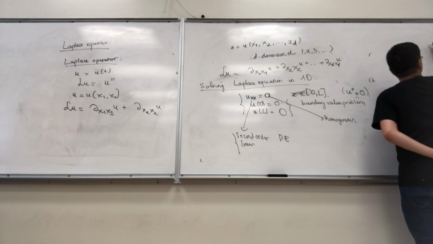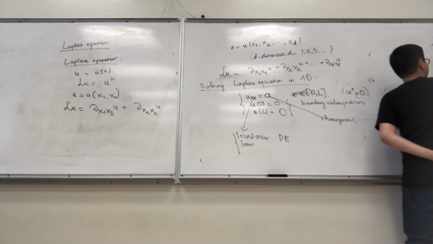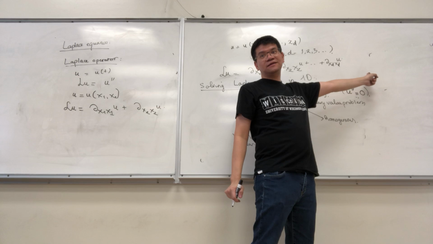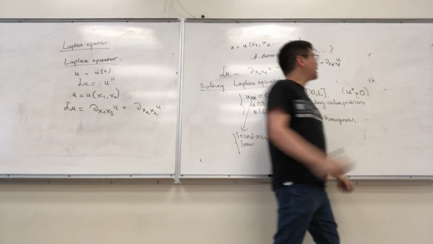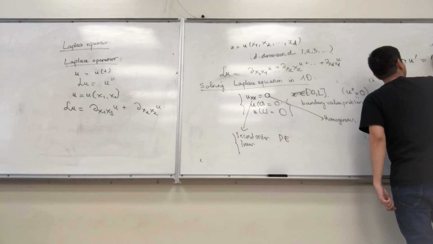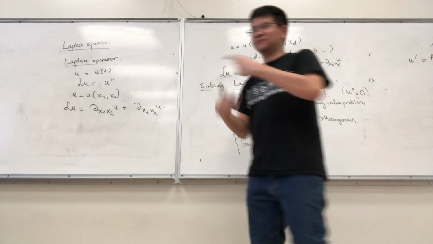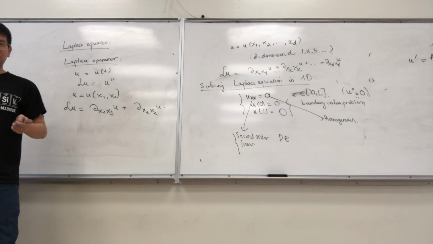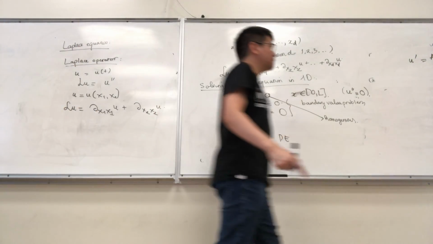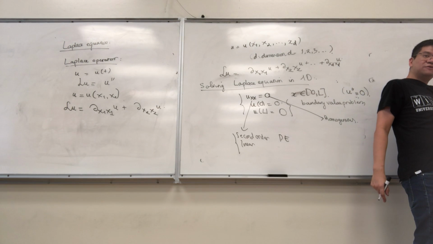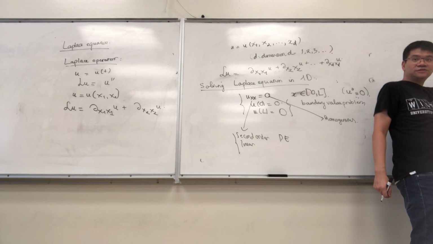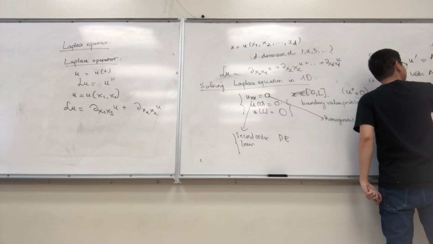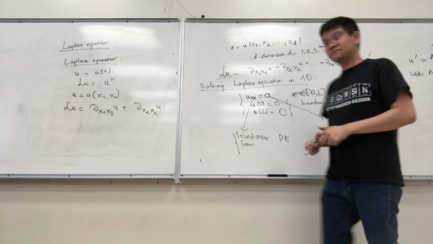So you have u second to be 0. Because u second is 0, I can take the integral on both sides, and this gives me u prime is equal to a. I just take the antiderivative of the function 0, which is a constant, a. Now I'm going to take another antiderivative of the function a, then u should be ax plus b, right? It's clear?